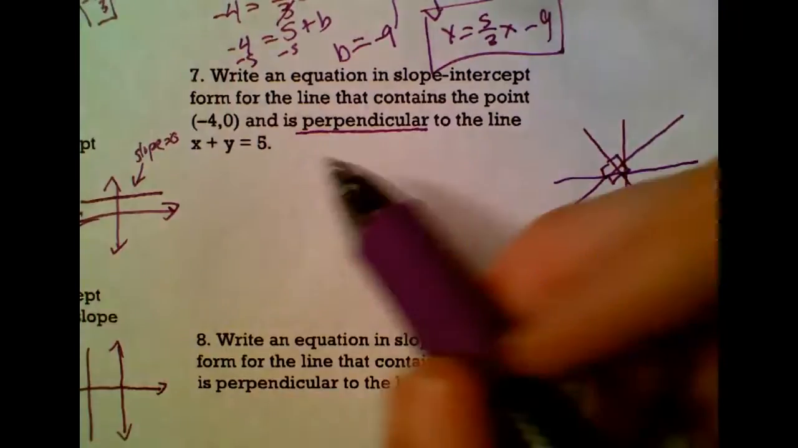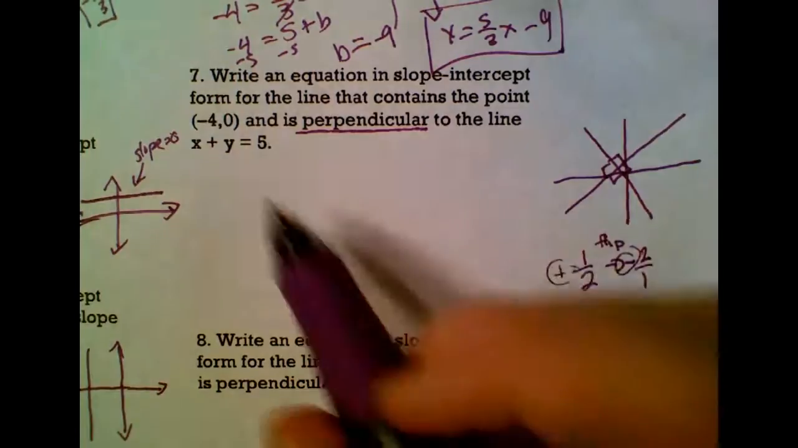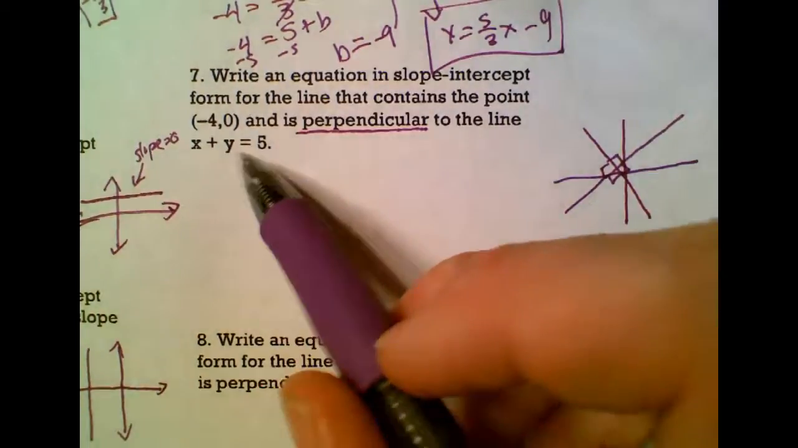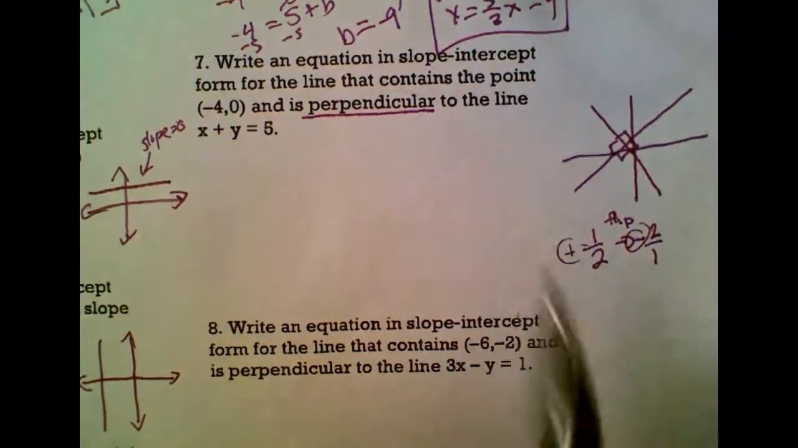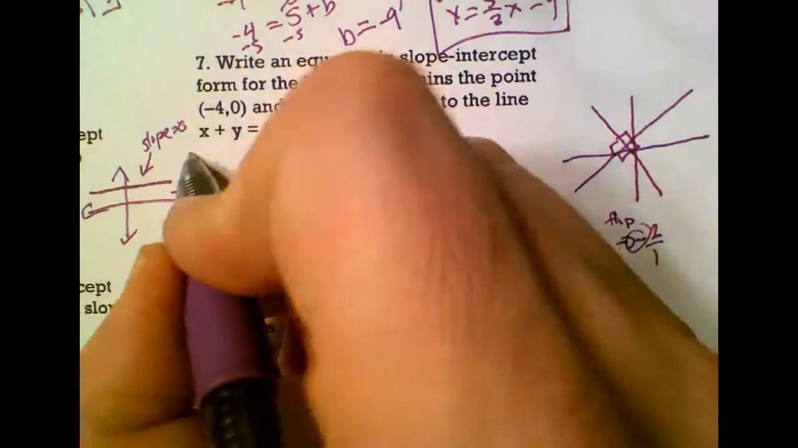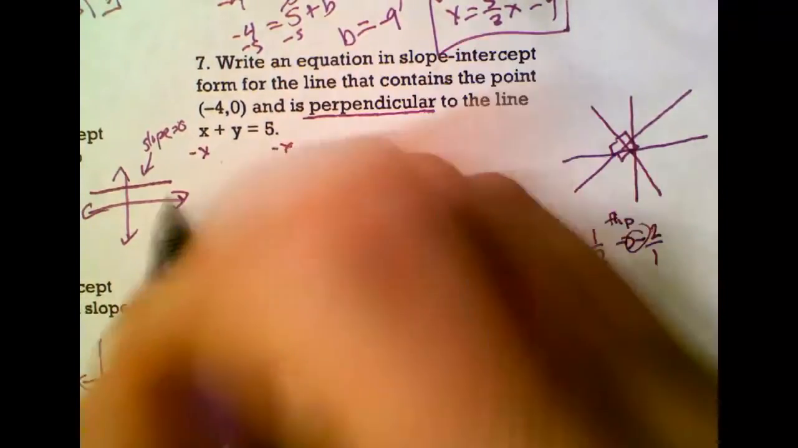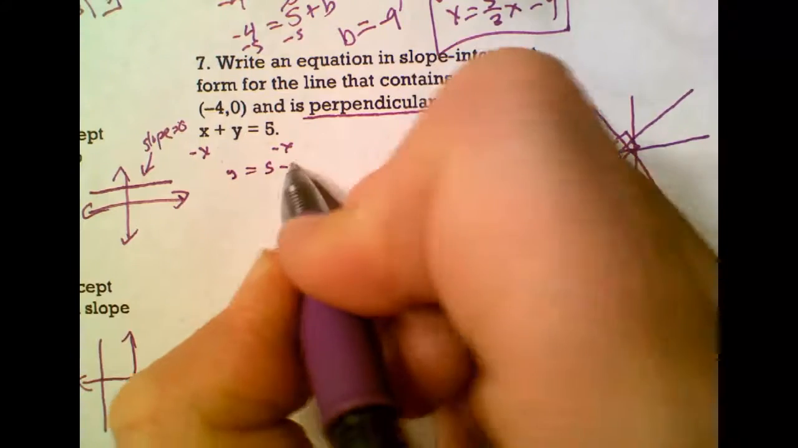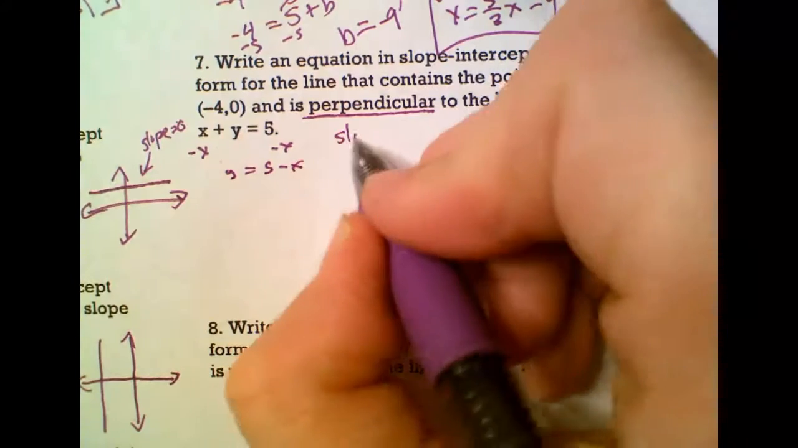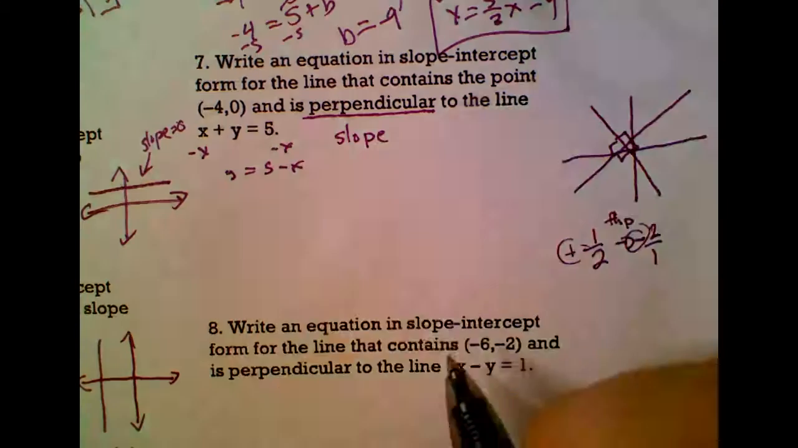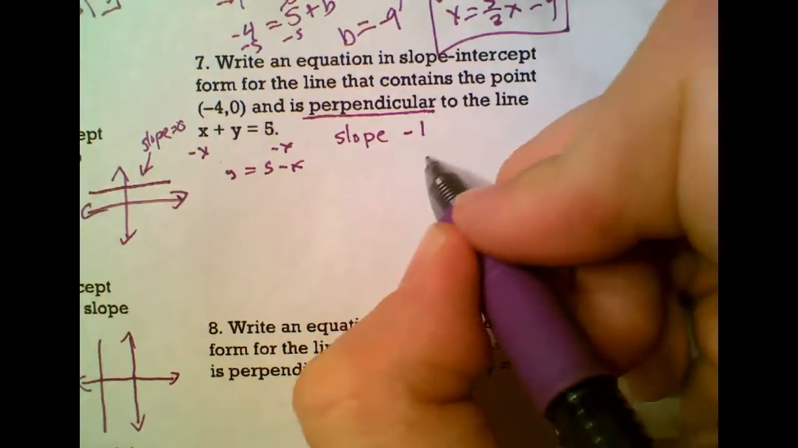So let's look at this equation. Sadly, they made this one a little bit more difficult. They did not give us the slope as easily. We need to get the slope from this equation, so let's do that. Let's get it in slope-intercept form. It's not too hard. We subtract x from both sides, and we get y is equal to 5 minus x. So we know the slope of this equation is -1.